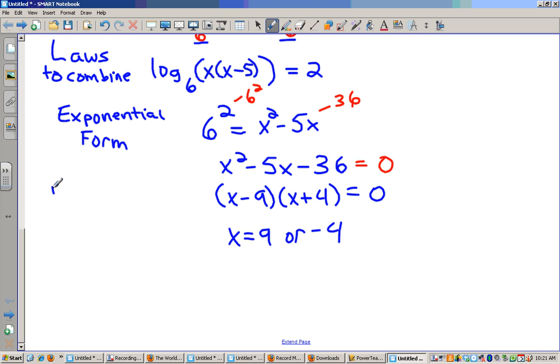You good with that? Okay, now here's the thing. There's two answers, right? No, but we do have to check it. This is one of those you have to check because when you rewrite it as an exponential, that sometimes means that you add a root that doesn't exist. Now, recall this. What would this mean?